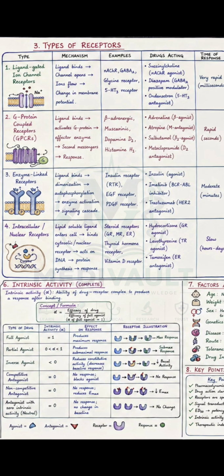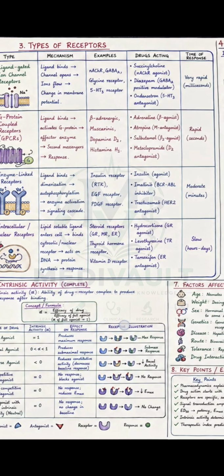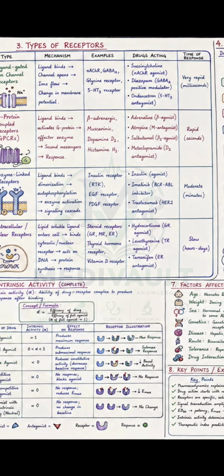Intracellular receptor is the last type of receptor, which binds soluble ligands that enter the cell. They bind to the nuclear receptor and then act on the DNA. It will change the formation of the DNA, and the response will be limited or decreased. They act on the DNA, like the steroid receptors, thyroid receptors, and vitamin D. Examples are hydrocortisone, levothyroxine, and tamoxifen.